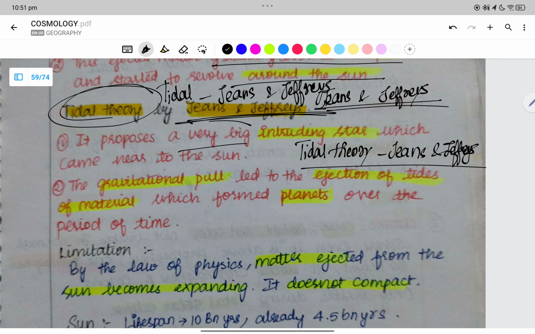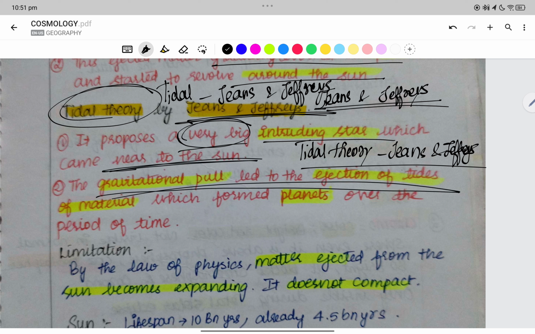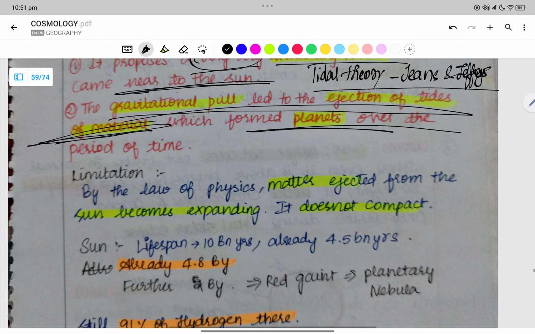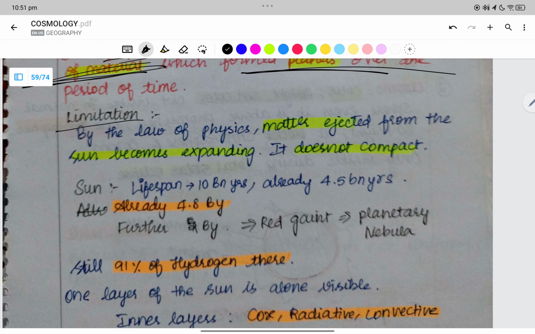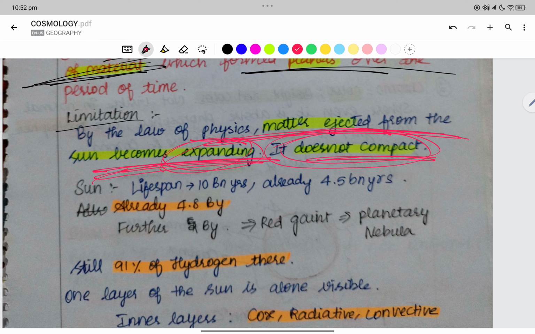It proposed that a very big intruding star came near to the sun. Gravitational pull led to the ejection of tidal materials which formed planets over a period of time. A limitation: by the law of physics, matter ejected from the sun expands, it does not compact. If matter is ejected, it expands. It is not compacting to form planets, according to the law of physics.